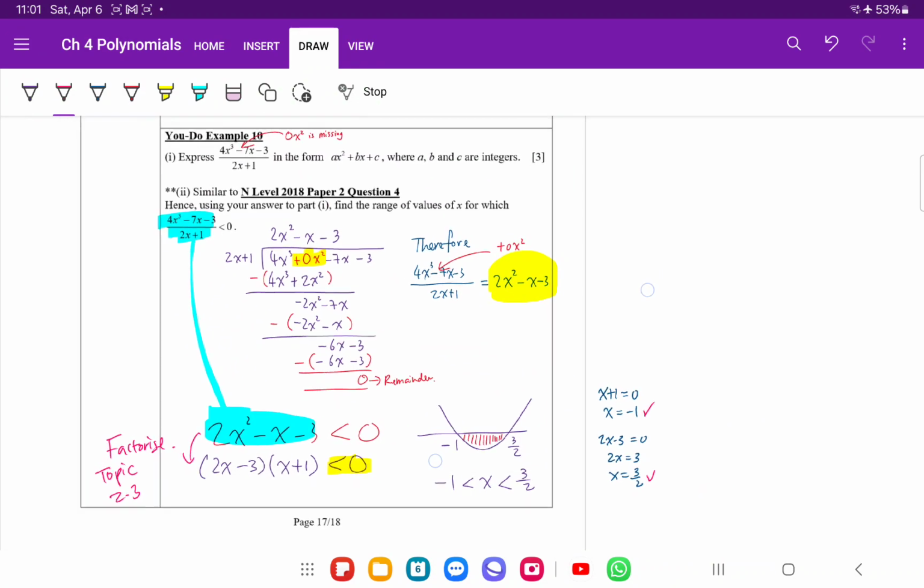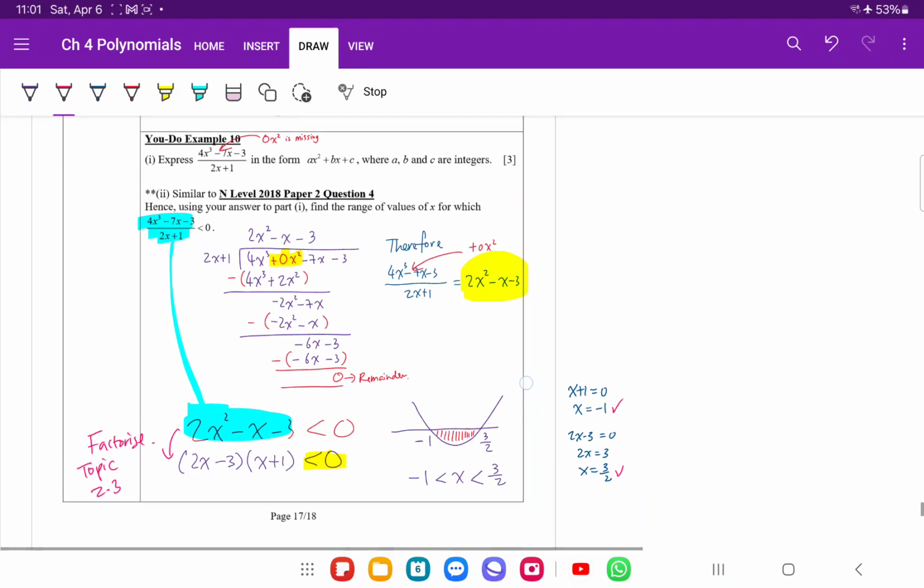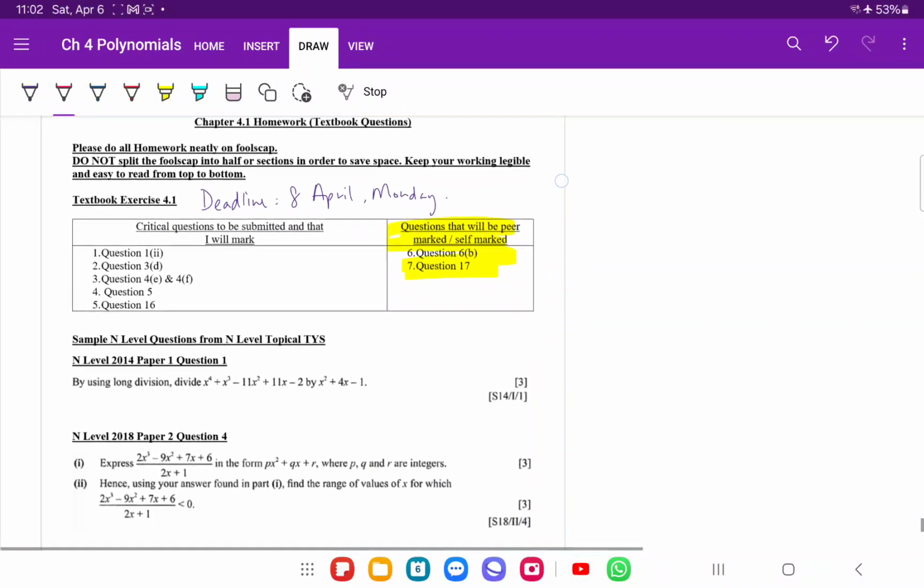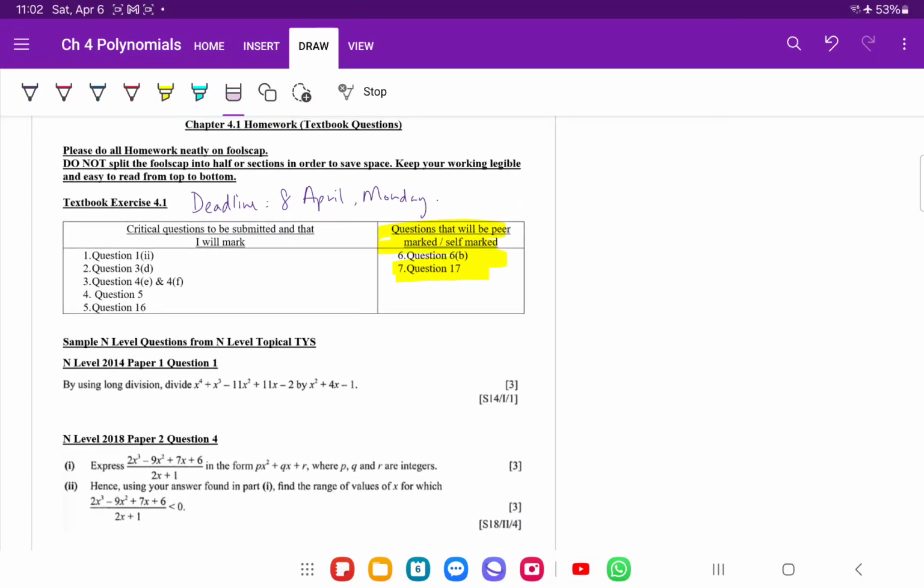Alright, with this, we have completed topic 4.1. It is now ready for you to start the homework questions. The homework questions in yellow, together with the N-level questions, please get it done by 8th of April, Monday.